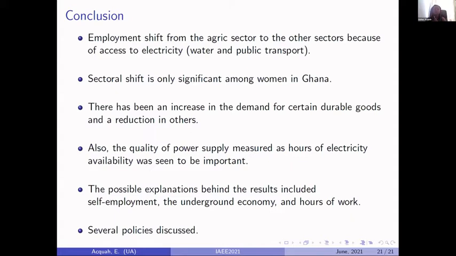So there were some policies that I recommended in terms of how government could loosen some of the bureaucracy concerning how to become formal, how firms can register and all that. It seems the underground economy is doing well in terms of employment. And so if the bureaucracies could be reduced, then maybe they could be registered. And then in the end, we can be able to trace them and we can be able to tax them, and the benefits continue on and on.